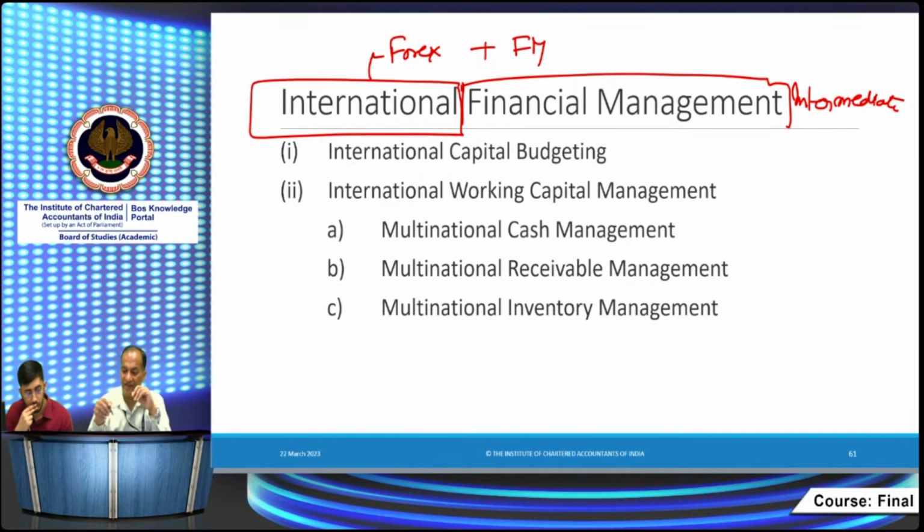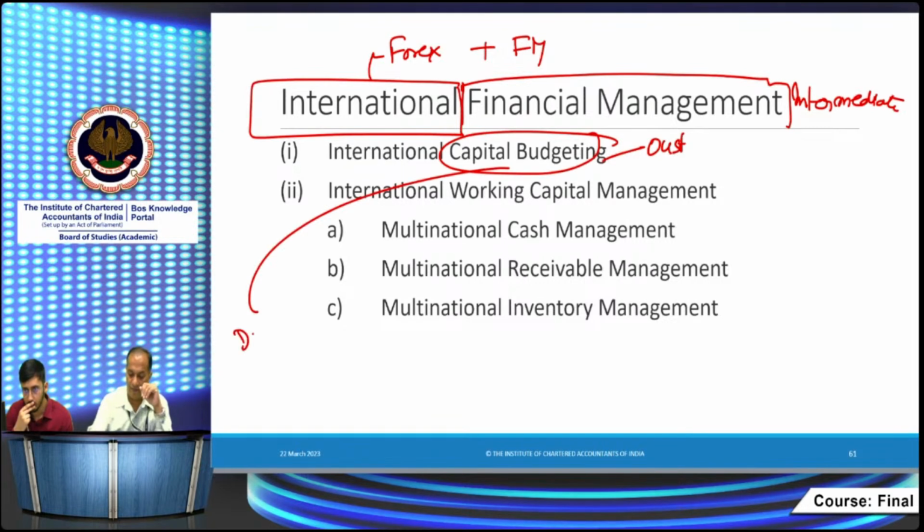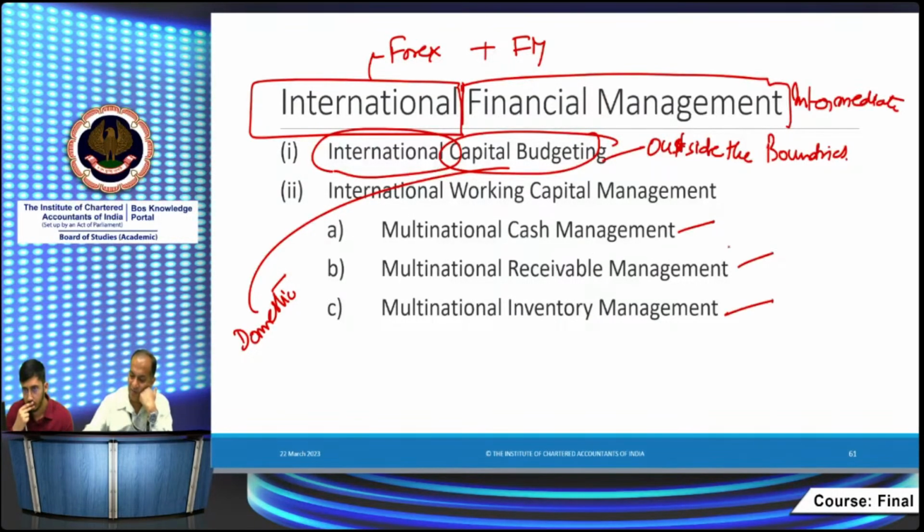How does foreign exchange enter international capital budgeting? We are investing outside the boundaries of India, because simple capital budgeting is basically domestic. International means outside the boundaries. International working capital management, multinational cash management, and receivable management: all this has been covered here.